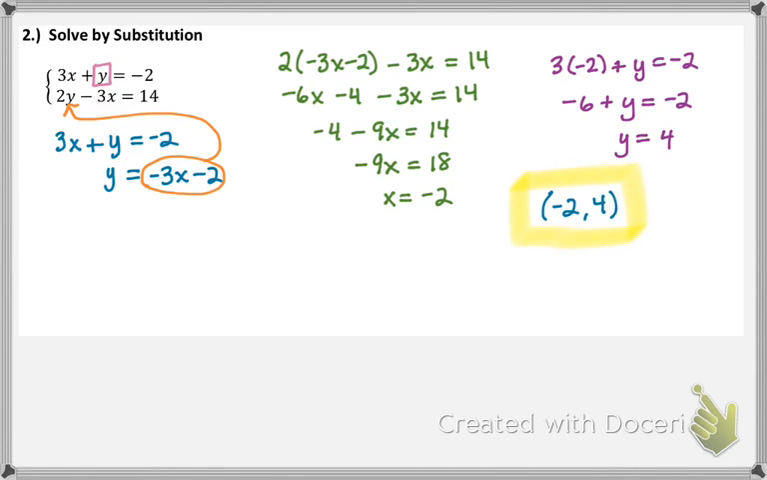And if you were to solve this problem by graphing, then you would rewrite both equations into y equals mx plus b, and then graph and find a point of intersection. And certainly if you want to check to see if negative 2, 4 is indeed a solution to the system, then you put negative 2 in for x and 4 in for y into both equations, and you've got to make sure that it makes both equations true.